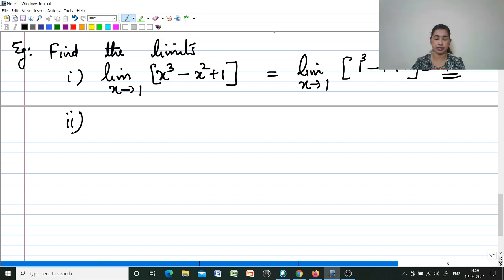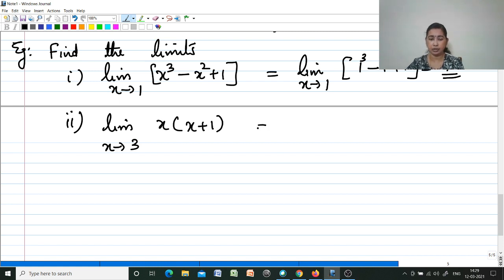Then the second one, limit x tends to 3 of x into x plus 1. Here also we can directly apply the limit. Instead of x we can give the value 3. After applying the limit, we don't need to write limit x tends to 3 again. So 3 into 3 plus 1, and the answer is 3 into 4, that is 12.